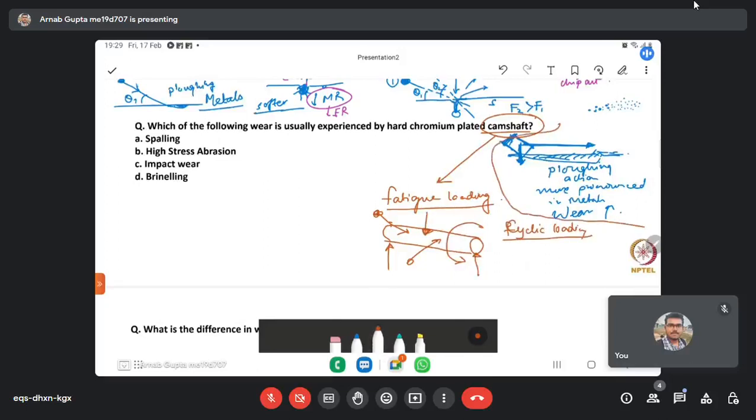So brinelling, impact wear, brinelling wear, high stress abrasion. In all three of these cases, you have a second body which is coming and attacking the surface, right?